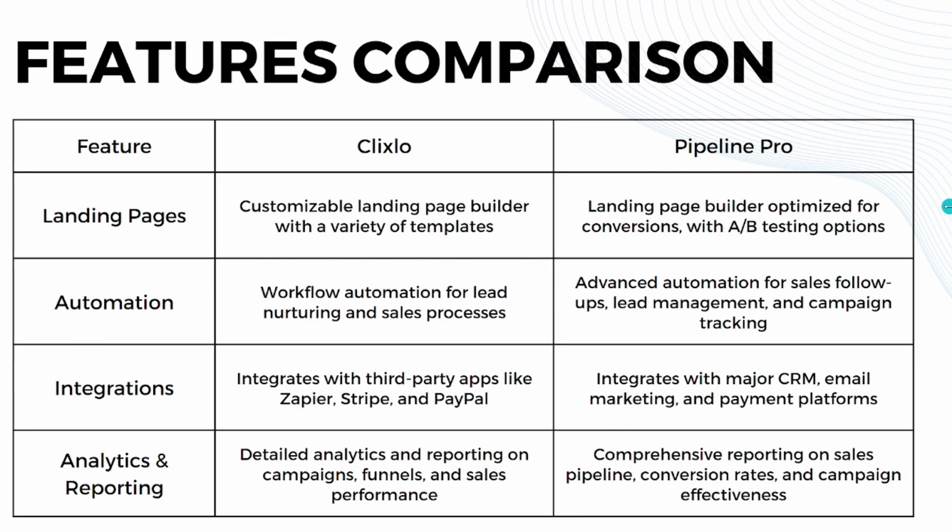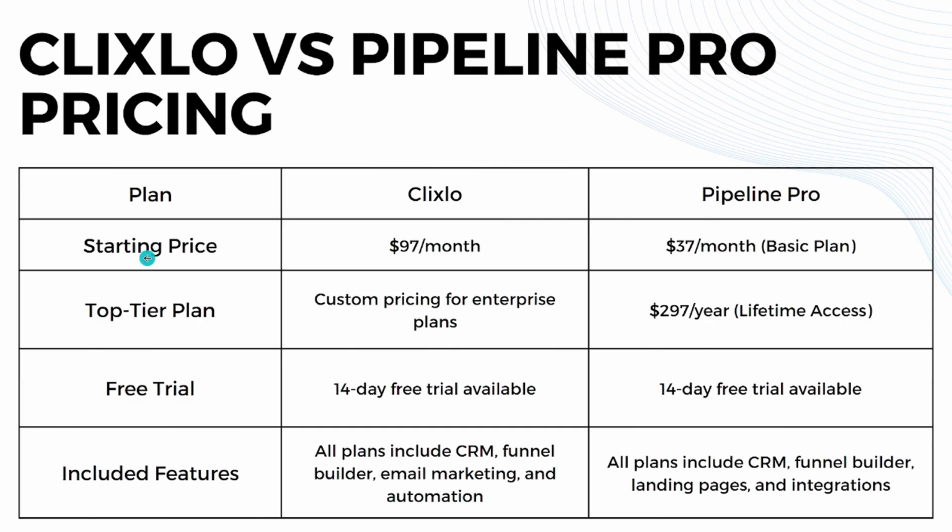So now let's go directly to the pricing. And when we talk about the starting price, Clixlo offers $97 per month for their starting price, while Pipeline Pro offers $37 per month for their starting price, which is the basic plan. For their top tier plan, Clixlo has customizable pricing for the enterprise plan, while Pipeline Pro offers almost $300 per year, and that is also a lifetime access.